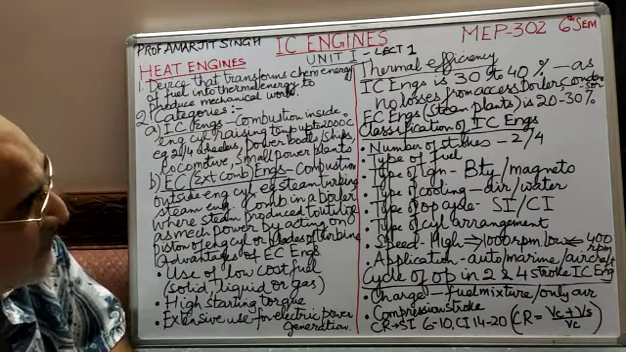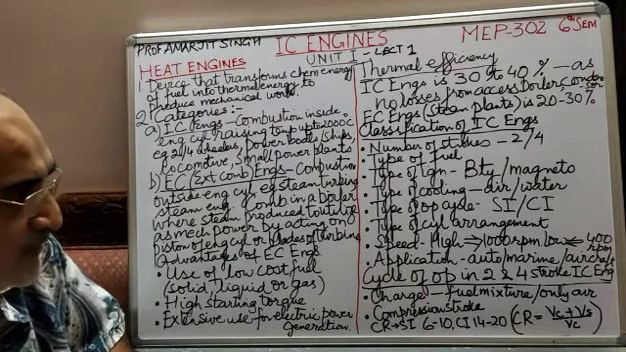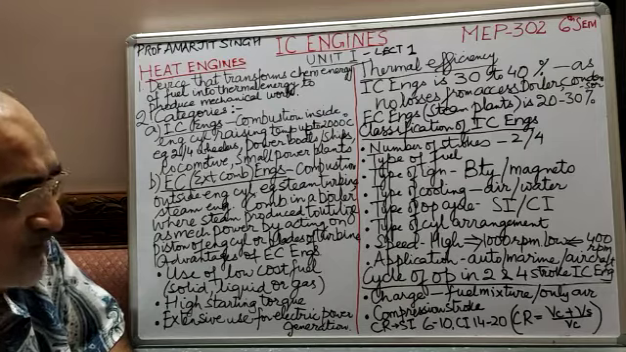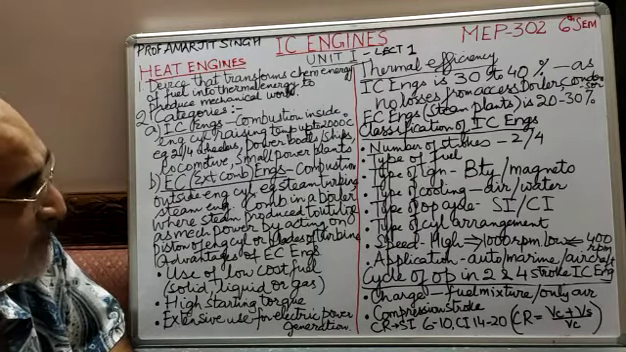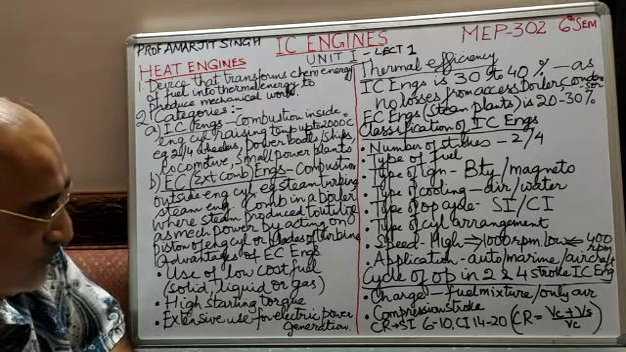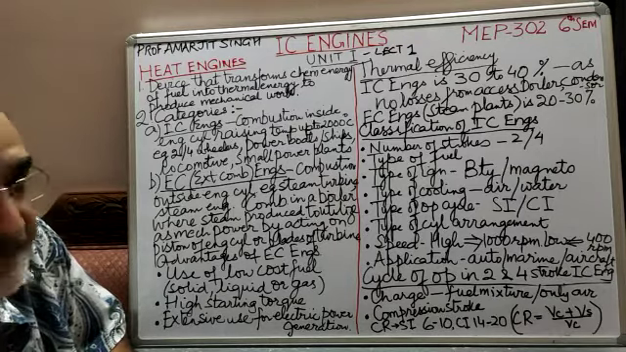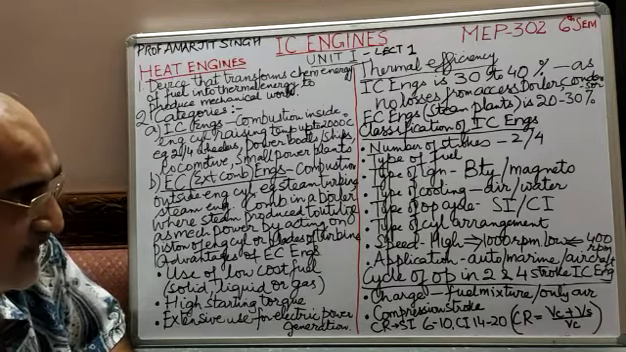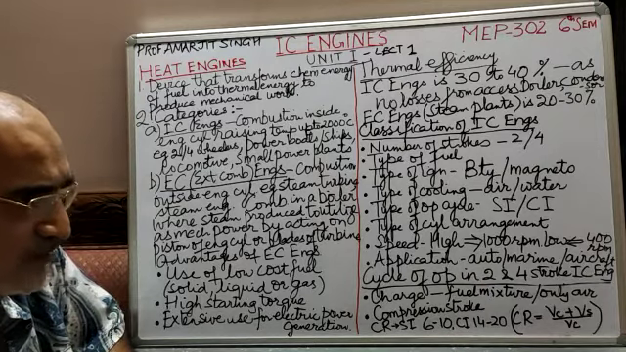The next classification of IC engines is based on the speed. High speed is generally around 1000 RPM, and the low RPM IC engines fall in the category of 400 and below. Another classification of IC engines is done based on the application of the engine. It could be in automobiles, it could be marine, it could be aircraft, many others.